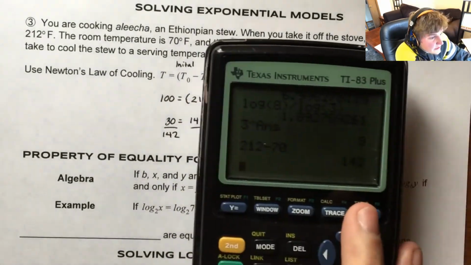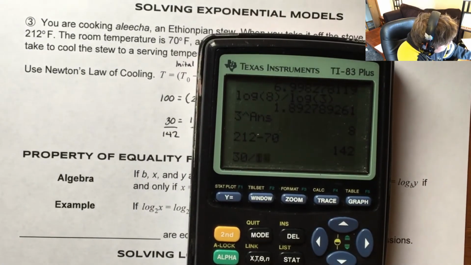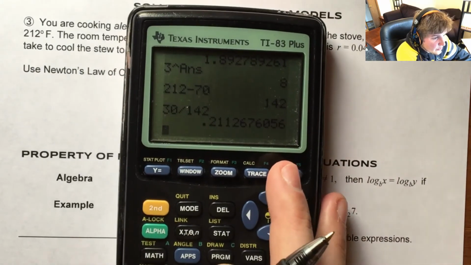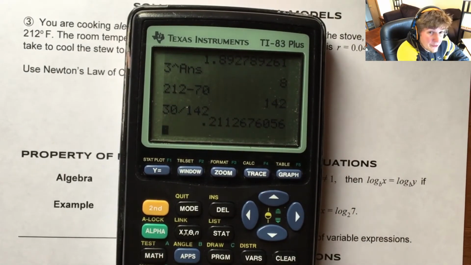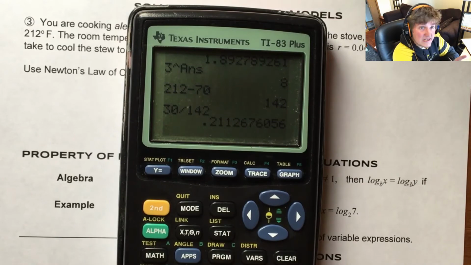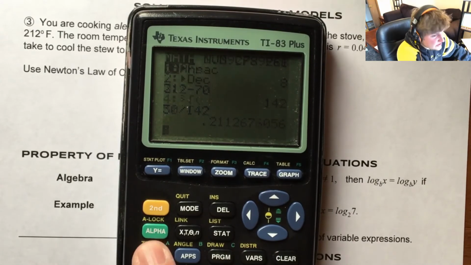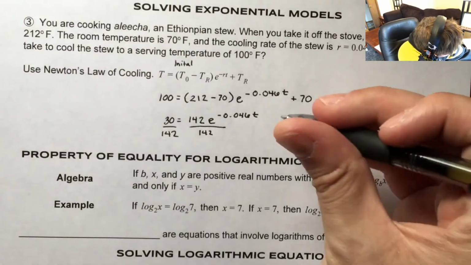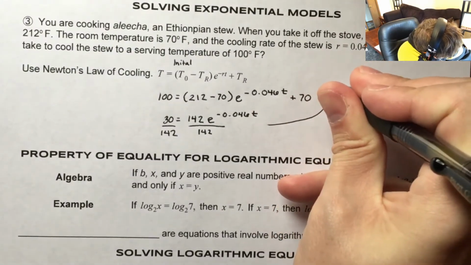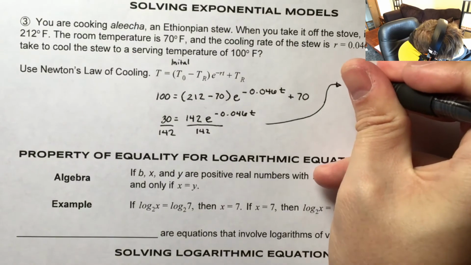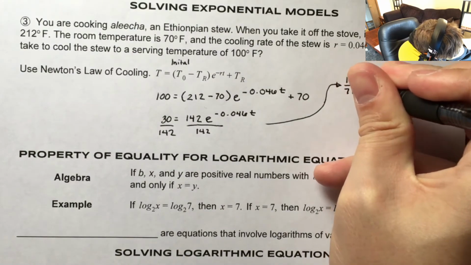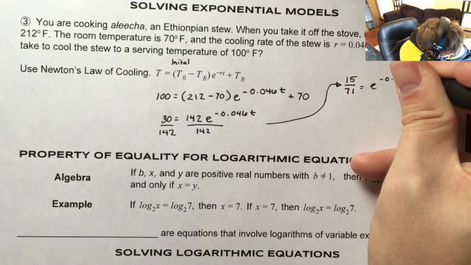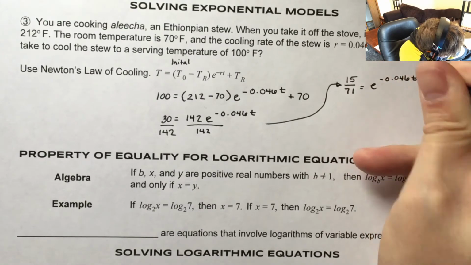Okay, so we can go ahead and get 30 divided by 142. That's a pretty messy decimal, and I really don't want to round. I really only want to have to round one time, and that's at the very end of a problem. So let's go ahead and simplify that fraction to 15 over 71. And that's going to be equal to e to the negative 0.046 T.